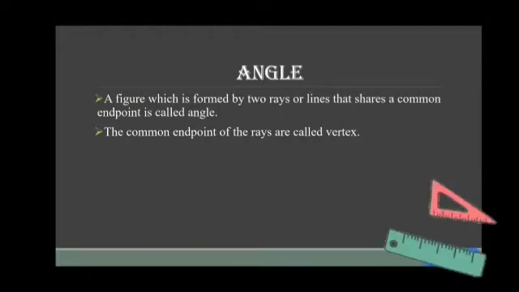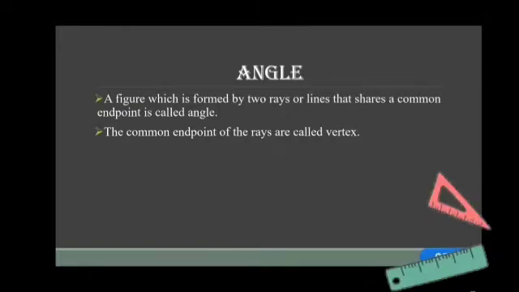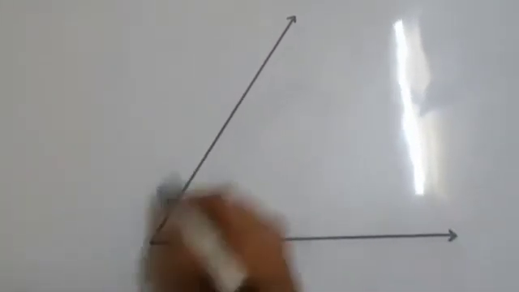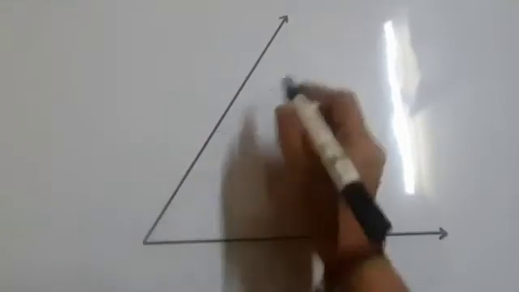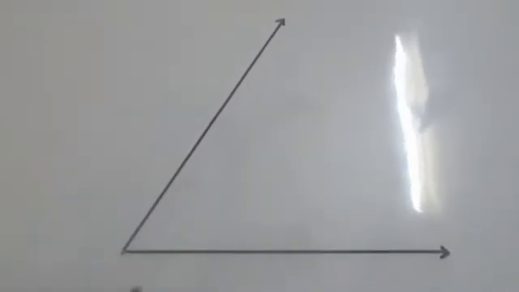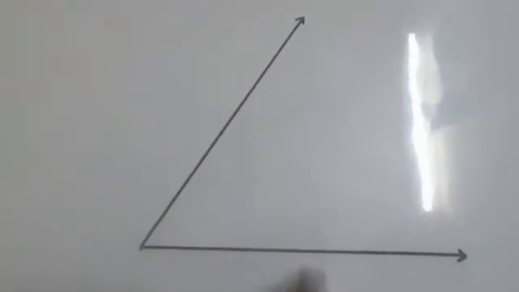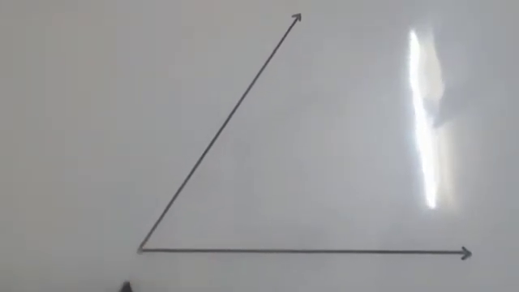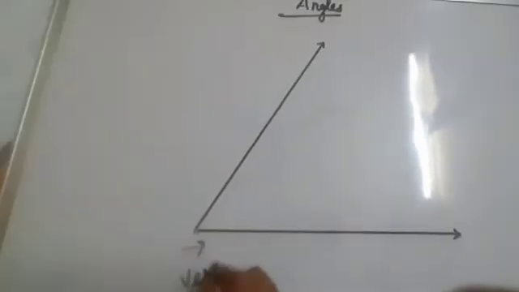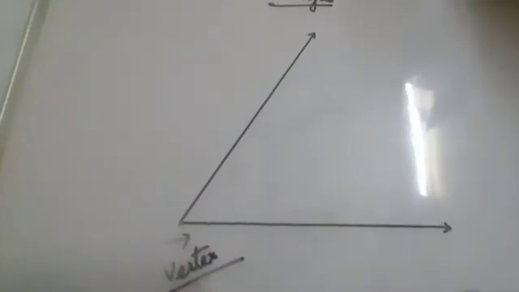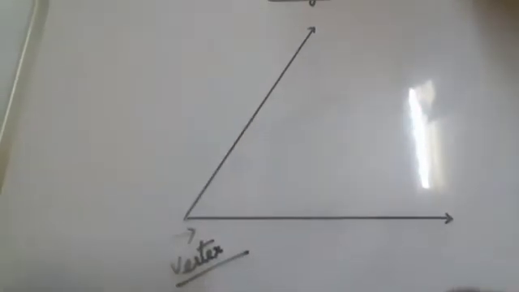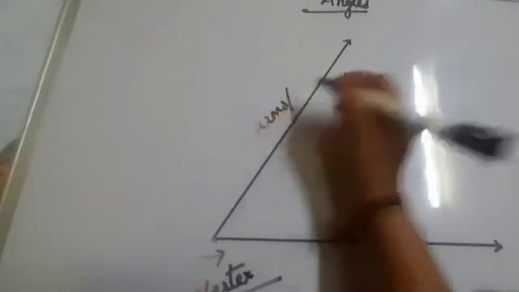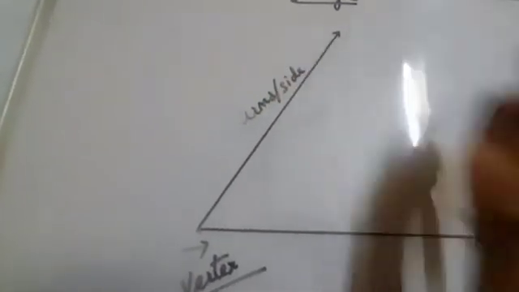Now let us get to know how to represent an angle. An angle is formed when two lines or rays or line segments intersect at a point. See here, this is a line and this is one more line. These two lines intersect at a common point. This common point is called the vertex. Then these two lines are called the arms or the sides of the angle.